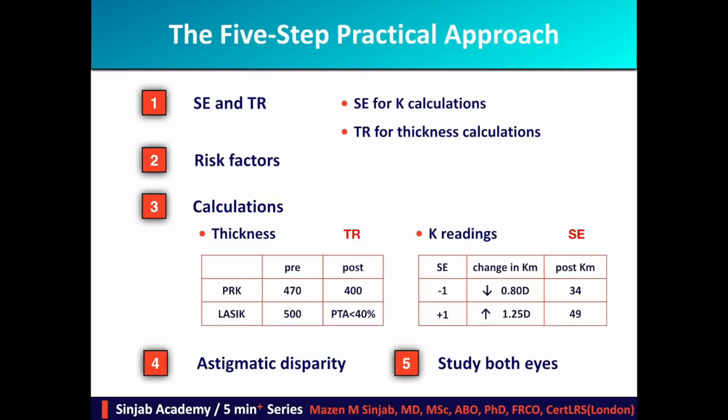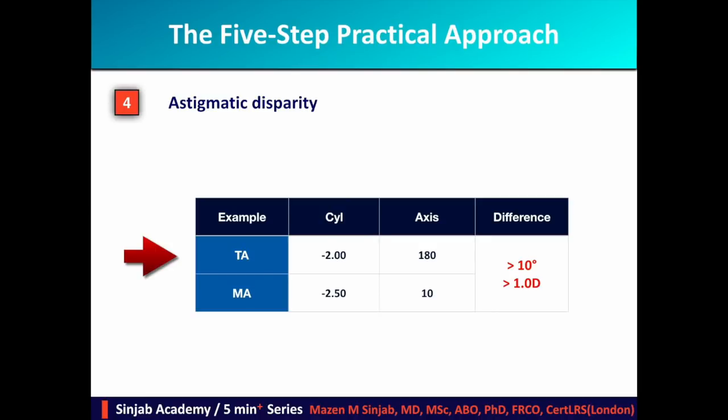We come to the astigmatic disparity. To study astigmatic disparity, we have to note down the topographical astigmatism and the manifest astigmatism in terms of amount of cylinder and axis of astigmatism. If there is a difference more than 10 degrees in terms of axis or more than 1 diopter in terms of the magnitude, then we should consider this as significant.